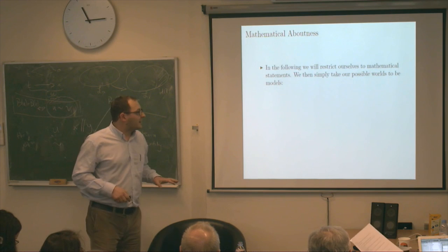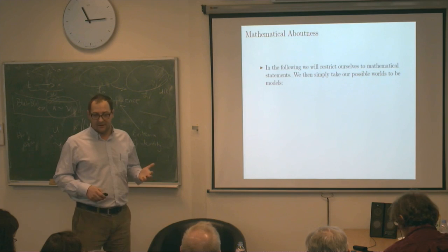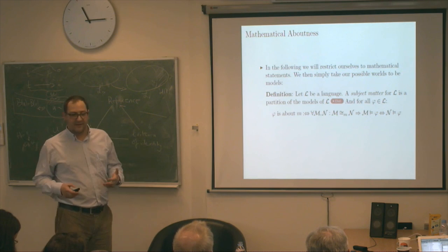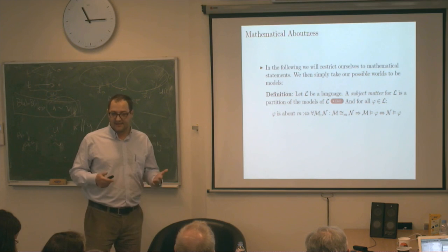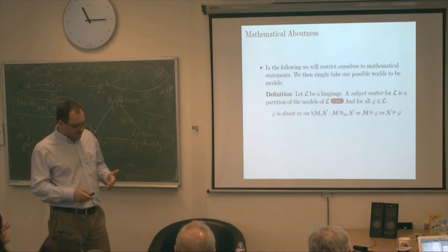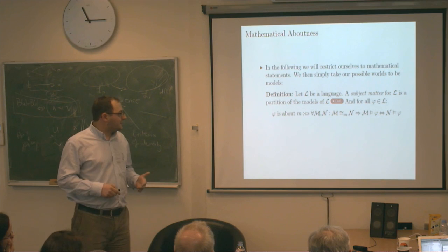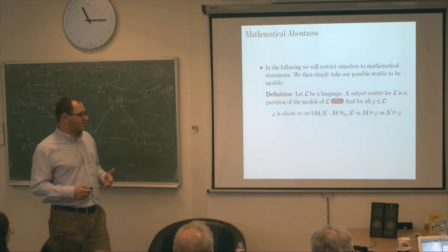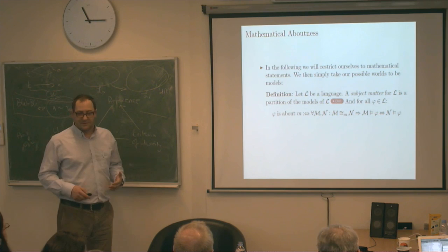And the idea is roughly this. We restrict our attention to mathematical statements and simply take possible worlds to be models of a given theory, or graphs in the space of graphs, for instance. And then we can get a Lewisian account of what a mathematical subject matter of a given mathematical space or class of objects is. It's basically, as I said, an equivalence relation or a partition of models, in the sense that for all statements of that language L, phi is about the subject matter M if and only if for any two models that are equivalent with respect to the subject matter, phi is true in M if and only if it's true also in N. So this is basically Lewis's idea.